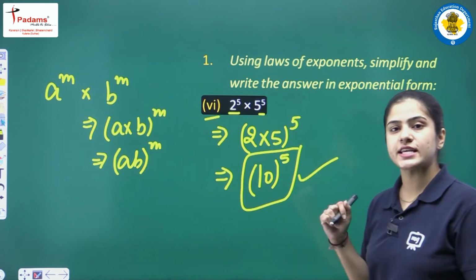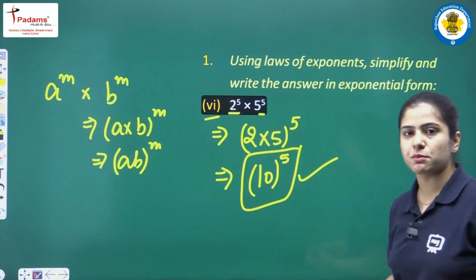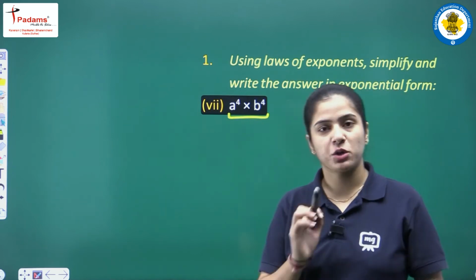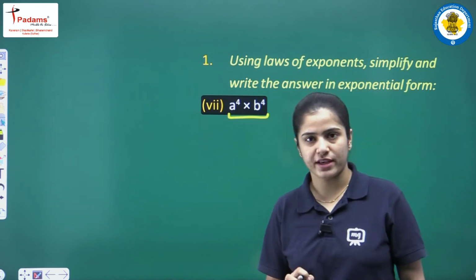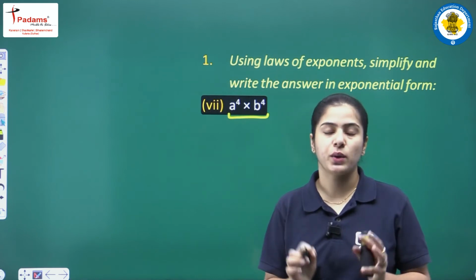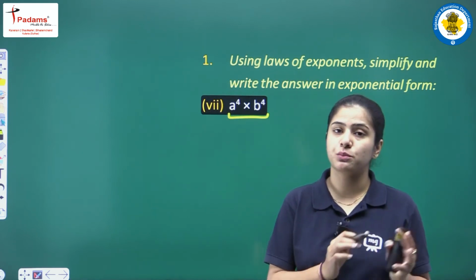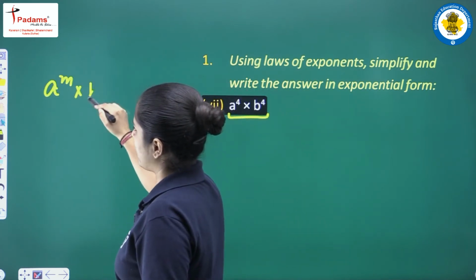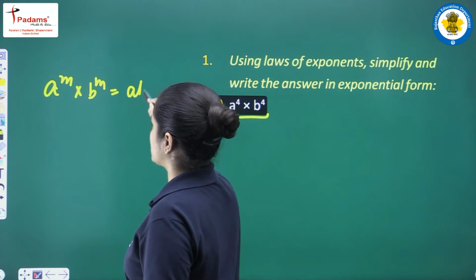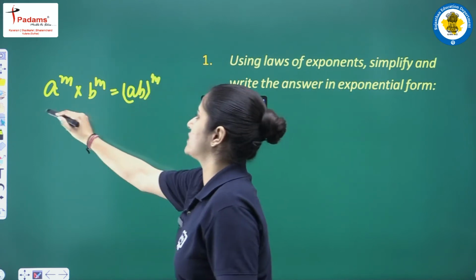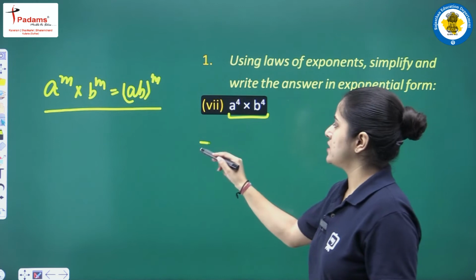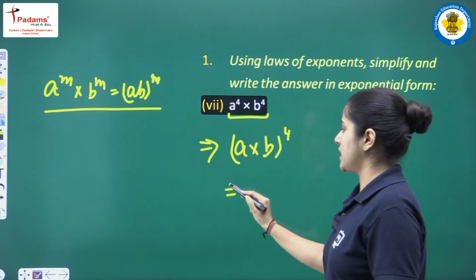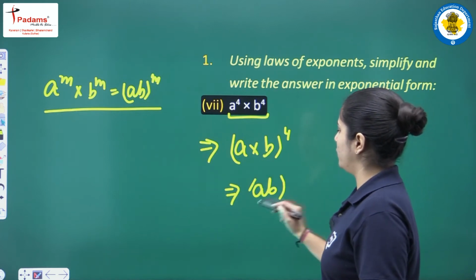Okay, this is your 6th part students. Looking at your 7th part, what is that? A raised to power 4 into b raised to power 4. Exponents are same, so we have to use the law of exponent, in which it is said that when the exponents are same, then we have to do the product of base, right? That is, a raised to power m into b raised to power m is equals to ab raised to power m, right? This is the law that we have to use, right? So this is a into b power 4, that is ab raised to power 4.